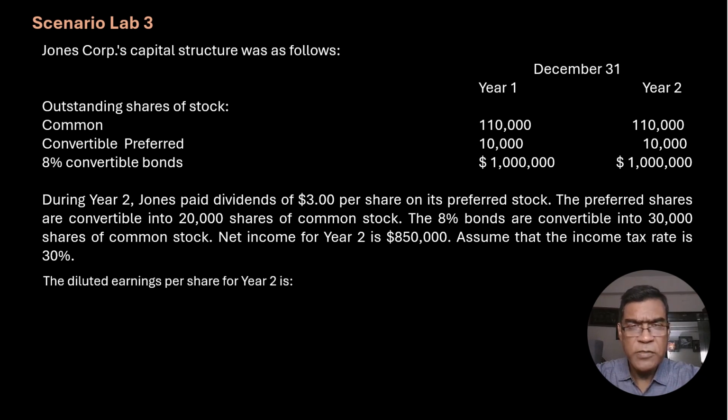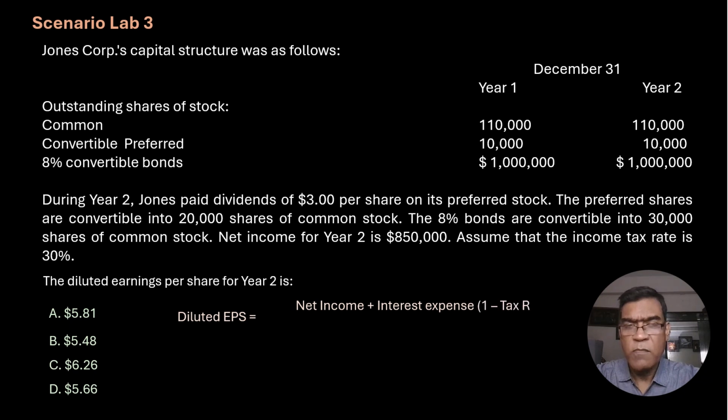So the diluted earnings per share for year 2 is A, $5.81, B, $5.48, C, $6.26, D, $5.66. We need to pick out the correct answer. So in that case, we need to calculate the diluted earnings per share, right? Diluted EPS is net income plus interest expense times 1 minus tax, which means adding back the interest that would not be paid anymore. Remember, it will always be net of tax.